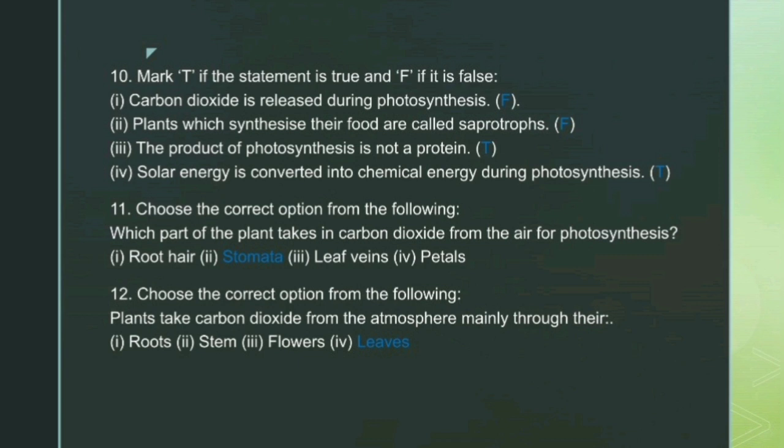Choose the correct option from the following. Which part of the plant takes in carbon dioxide for photosynthesis? Root hair, stomata, leaf veins, petals. Which one? Stomata. Plants take carbon dioxide from the atmosphere mainly through their leaves.